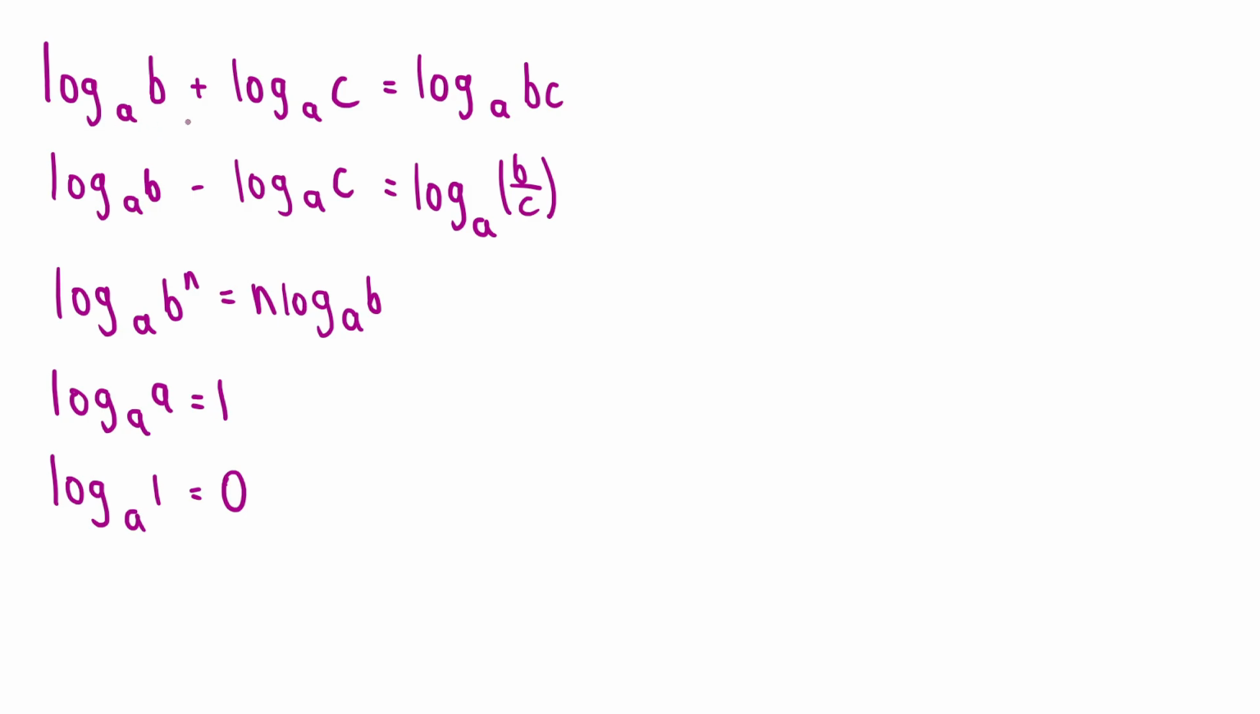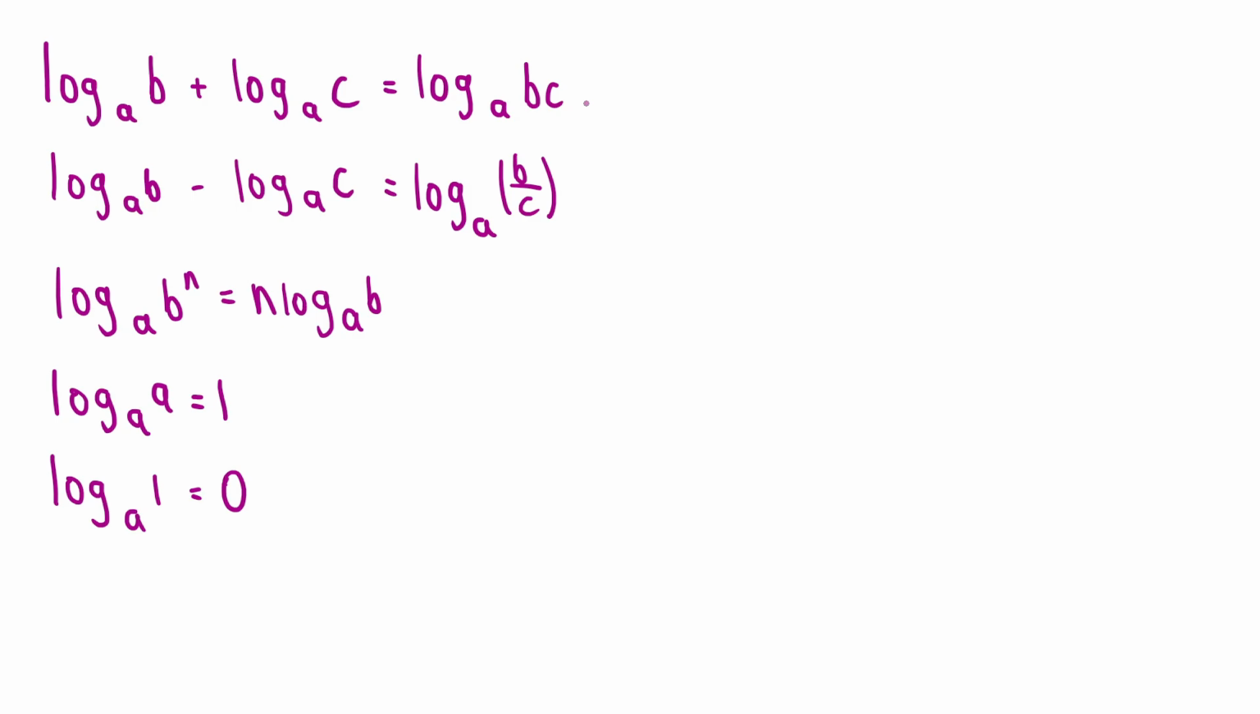Log base a of b plus log base a of c is equal to log base a of b times c. So this means if we have a sum of two logarithms with the same base, we can rewrite it as a single logarithm where the argument, which is the top part of the logarithm, is just the product of the two arguments, b and c, from the two separate logarithms.